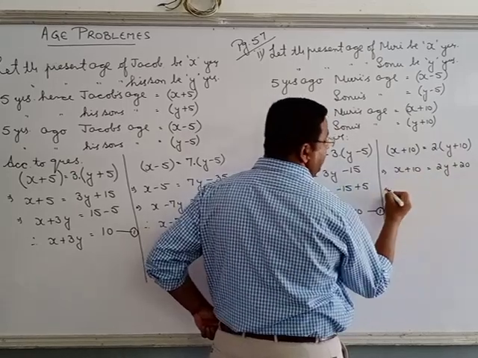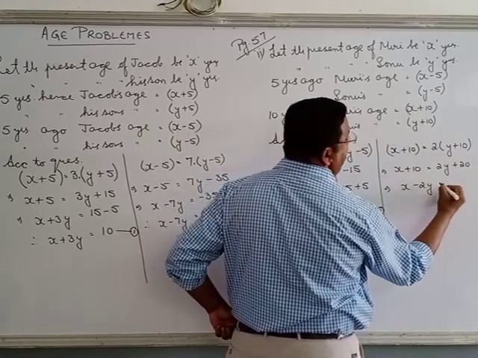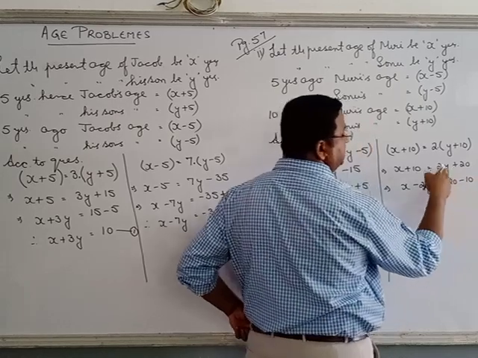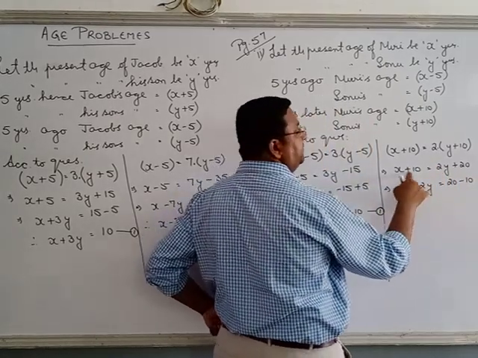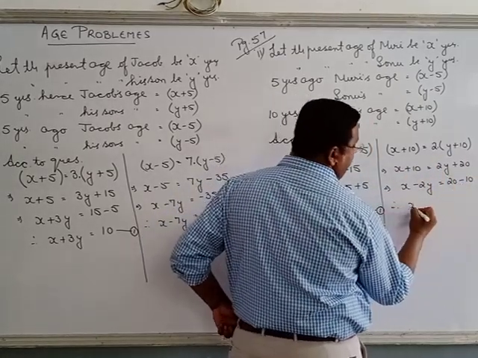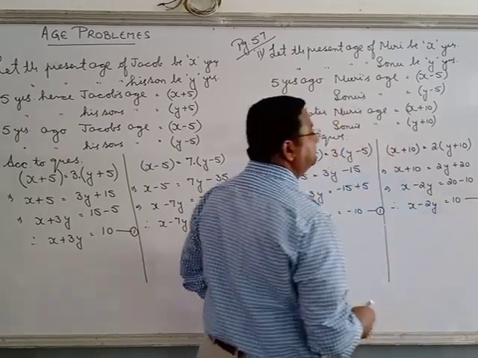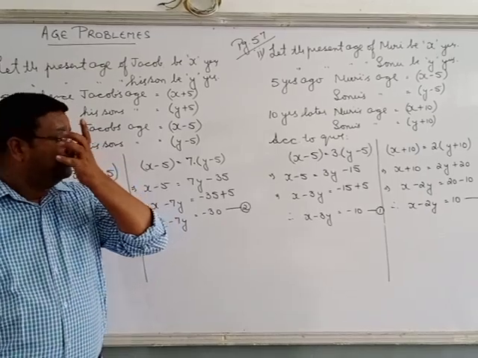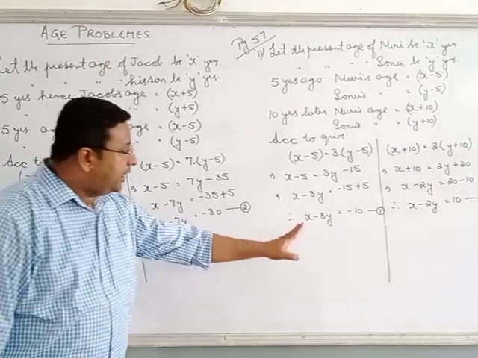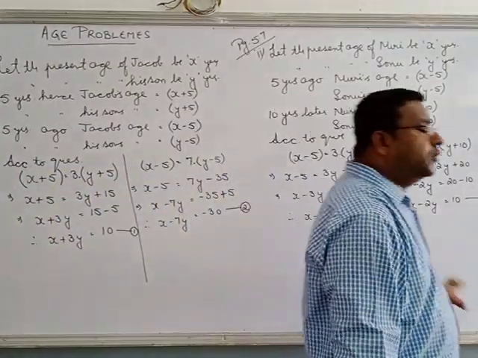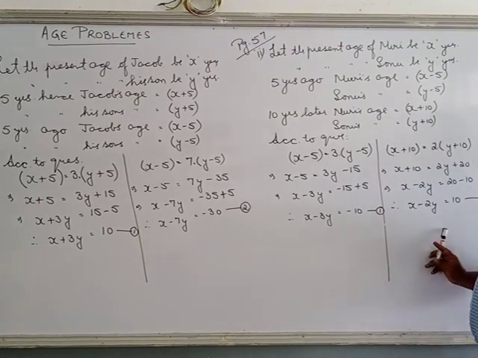And here, x plus 10 is equal to 2y plus 20. Plus 10 goes over there. x minus 2y is equal to 20 minus 10. Plus 2y comes over here as minus 2y, and plus 10 comes over as minus 10. So therefore, x minus 2y is equal to 10. Equation number 2. Any doubts?